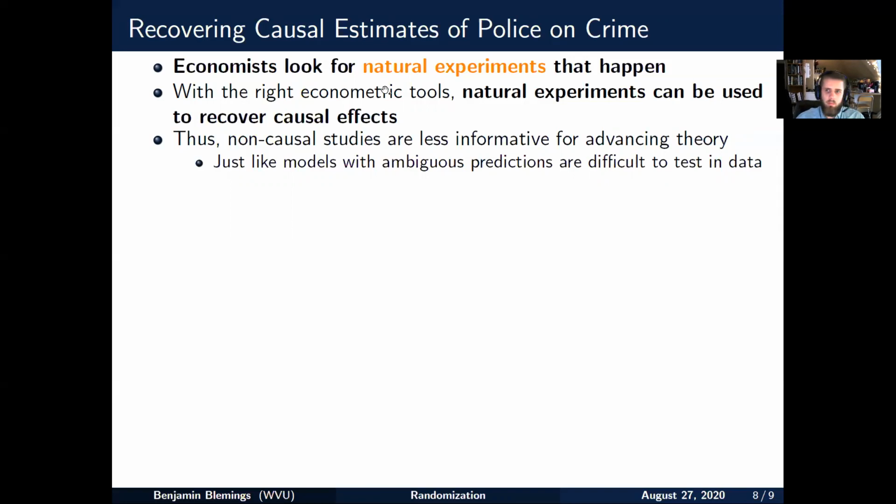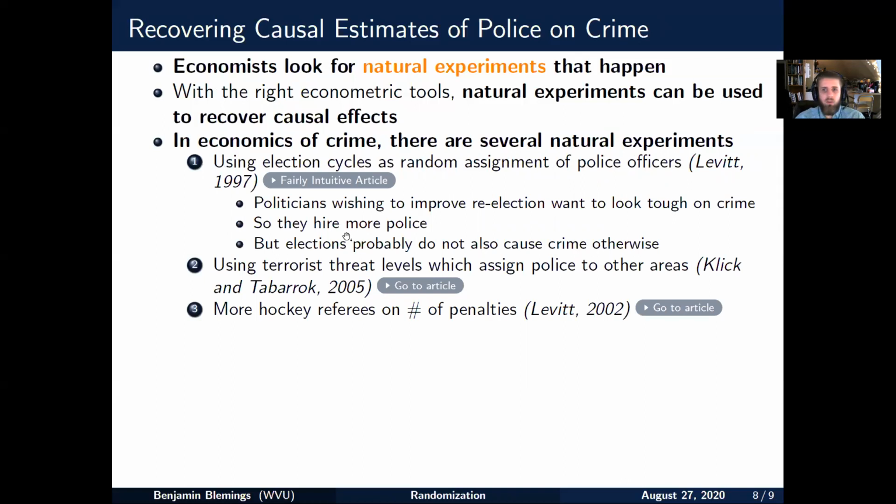A corollary of that is that non-causal studies are less informative for advancing theories, just like models with ambiguous predictions are difficult to test. For this specific example, I thought I'd give you a few ways that economists have tried to address the non-random assignment of police officers. Election cycles is one way. Politicians want to improve their chances of re-election by looking tough on crime, so they hire more police. It's probably the case that the only way an election affects crime is through its effect on police hiring. So that's one way that people have done it.